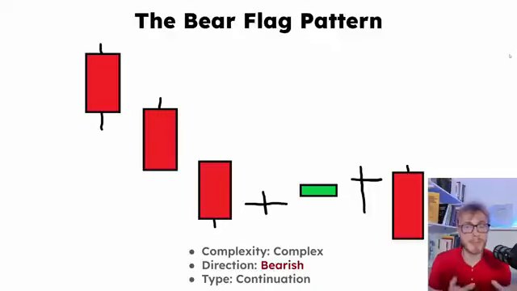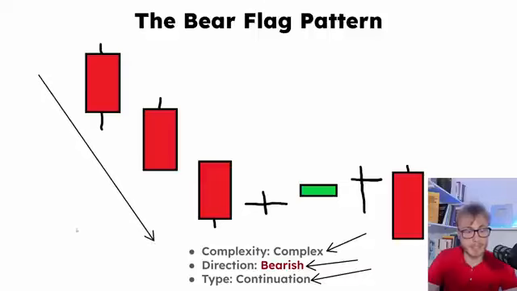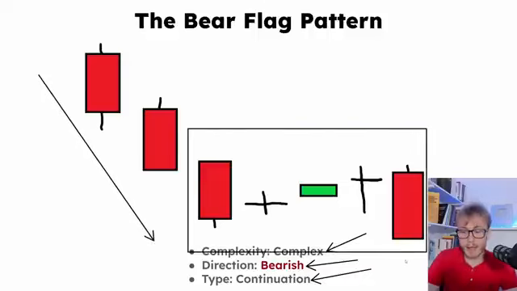Alright, so now it's time to take a look at the bear flag pattern. And the bear flag is a complex pattern because it consists of more than one candlestick. The direction here is bearish, and the type is continuation. So before the pattern appears, we want to see a downtrend, then we see the actual pattern, and the goal here is to continue the price towards the downside.